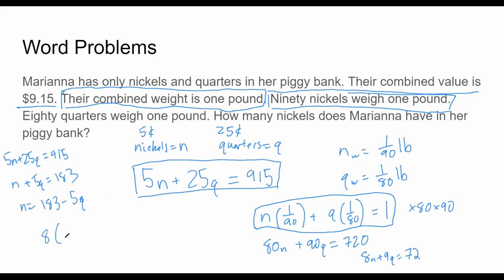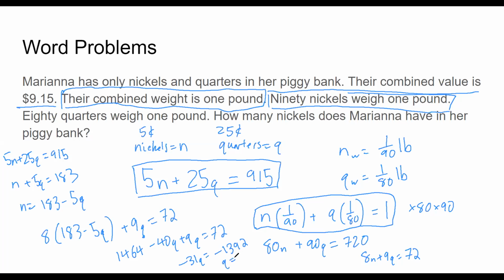So it becomes 8 times n, and n is 183 minus 5q, plus 9q is equal to 72. And then now it's just doing some number crunching. 1464 minus 40q plus 9q is equal to 72. Negative 31q is equal to 72 minus 1464, which is negative 1392, and then divide by negative 31 to get, let me think, by 31, you would get q equals 24.